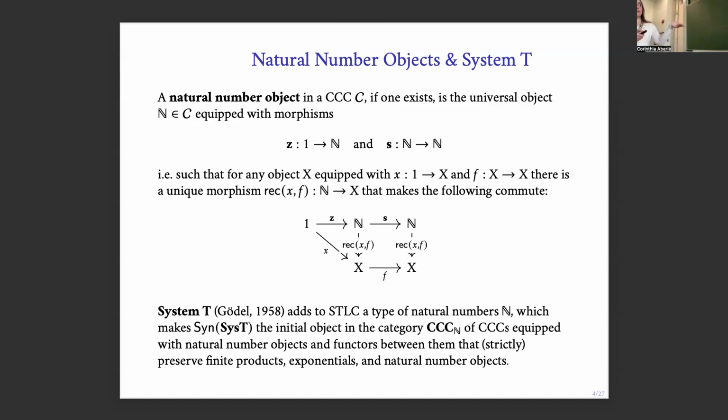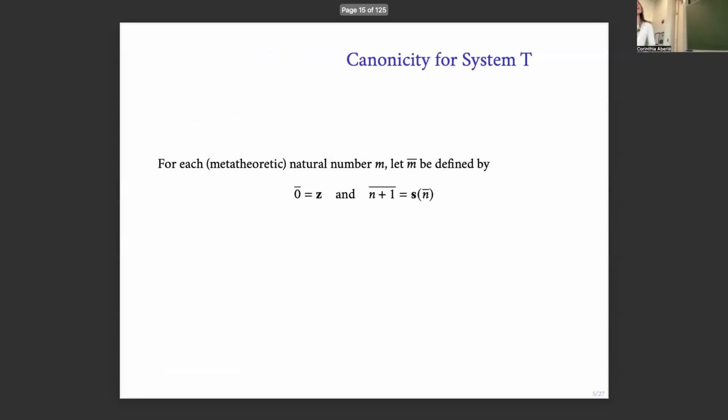And so system T, which I believe is originally due to Gödel and the dialectica interpretation, adds to simply typed lambda calculus a type of natural numbers, which makes the syntactic category of system T the initial object in the category of Cartesian closed categories equipped with a natural numbers object, where now we're saying that the functors between those also have to preserve the choice of natural numbers object.